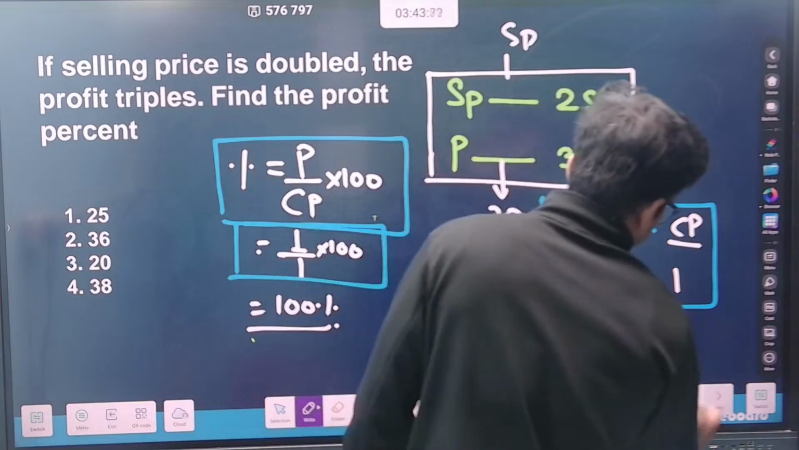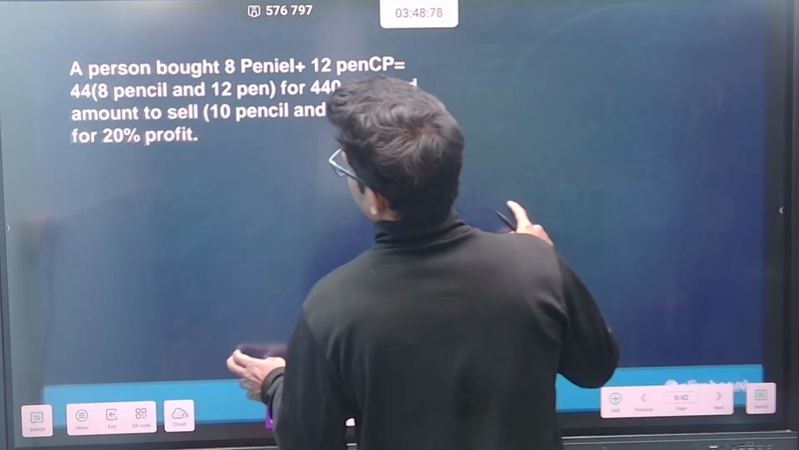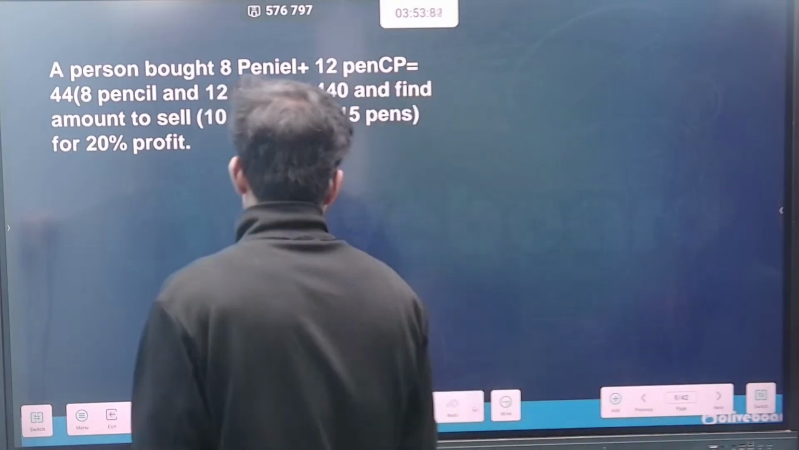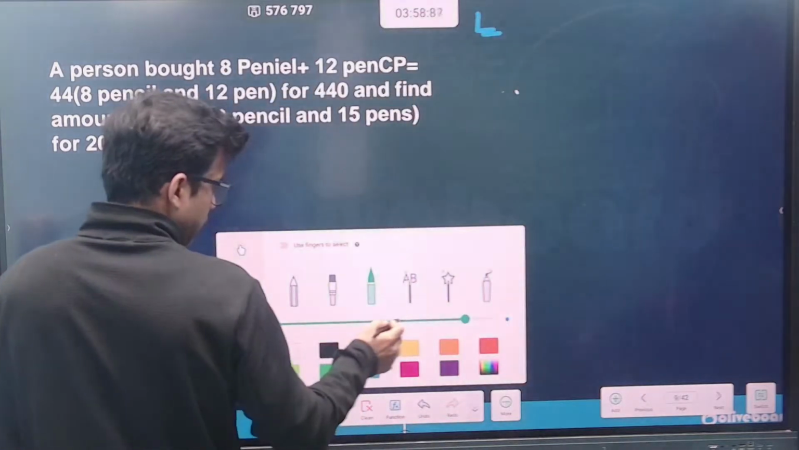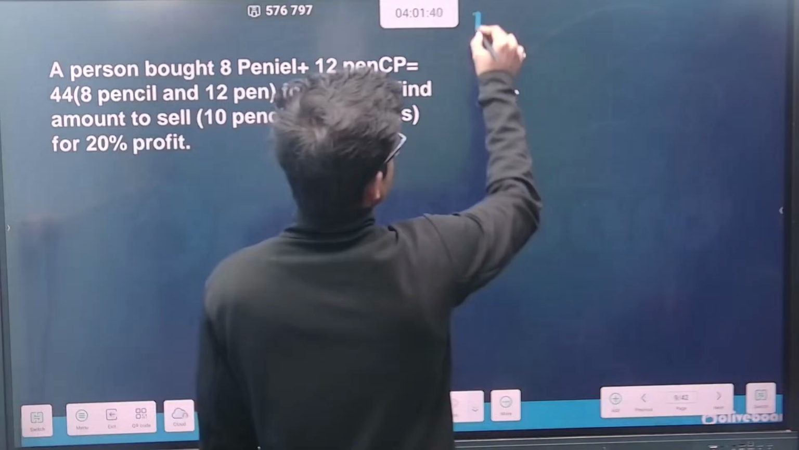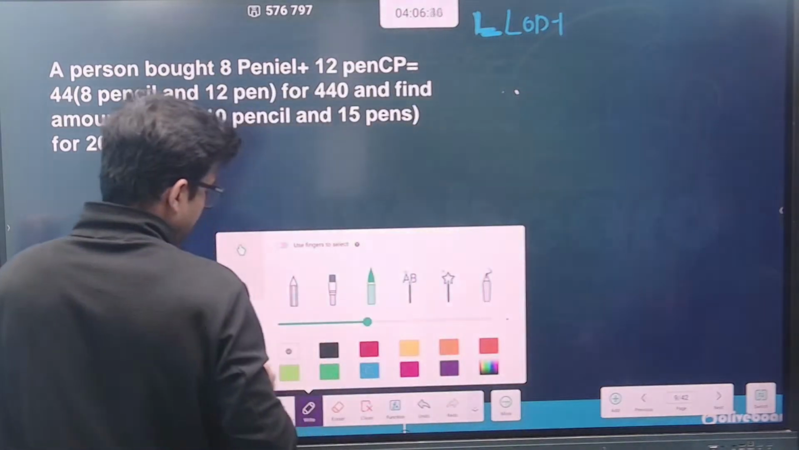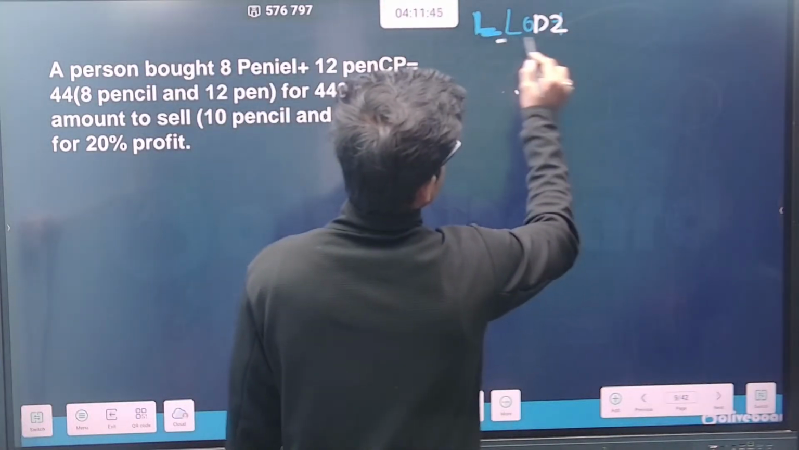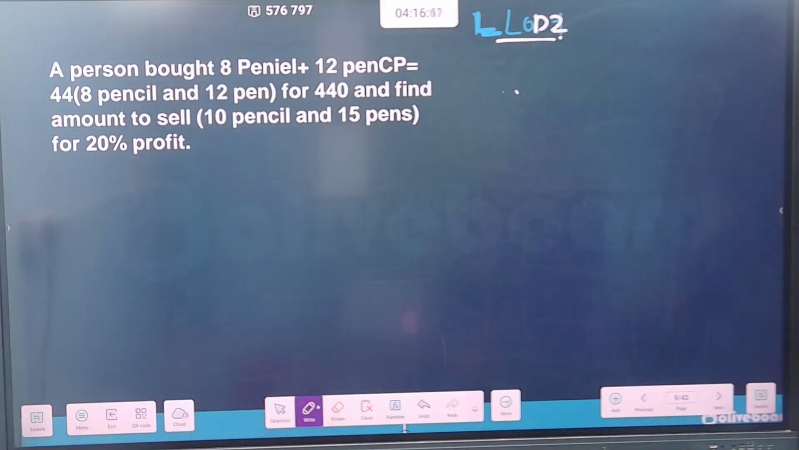Let me go for the next question. You can see that I'm making you solve each and every one. Now I'll increase the level. The level of the previous question was LOD1, which means level of difficulty 1. We have increased to level of difficulty 2, so this is LOD2. Try this and see how you can solve this question.